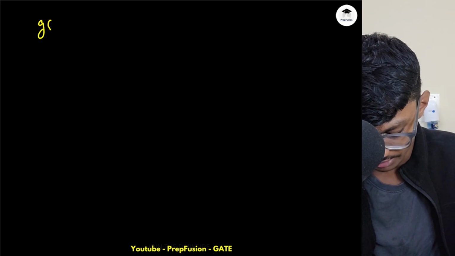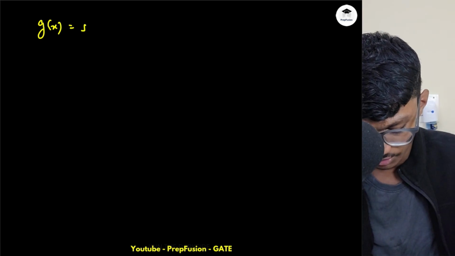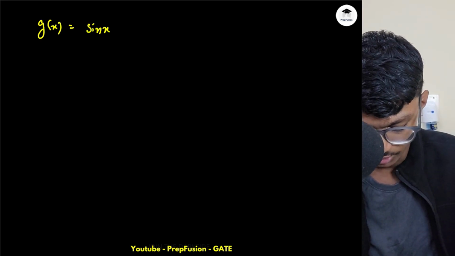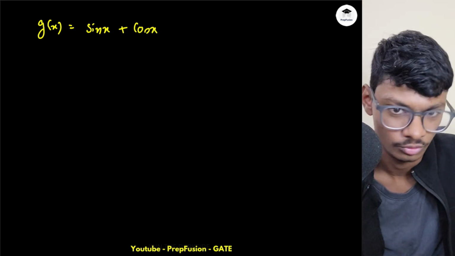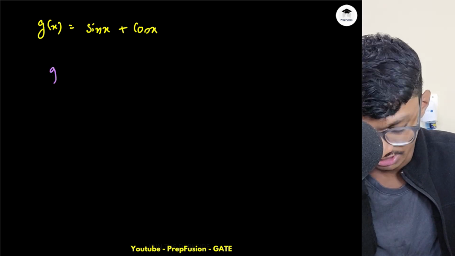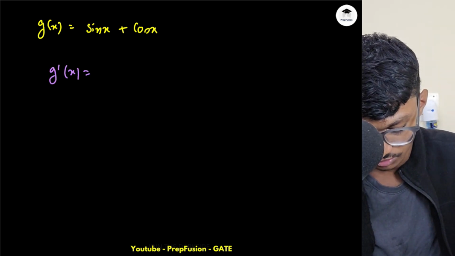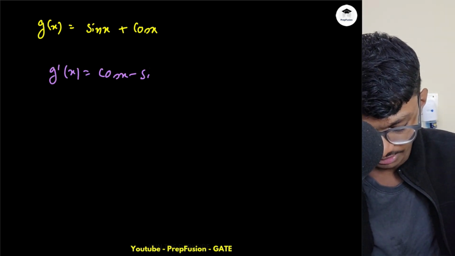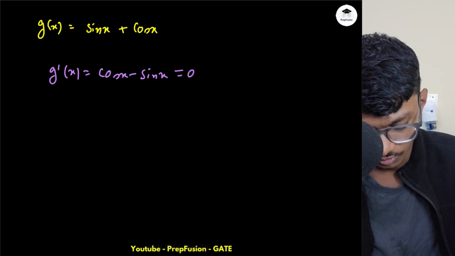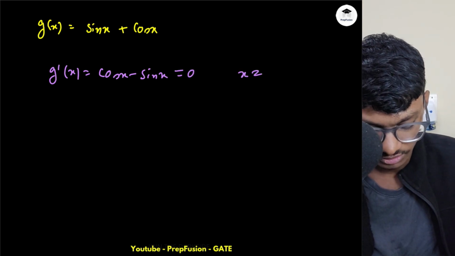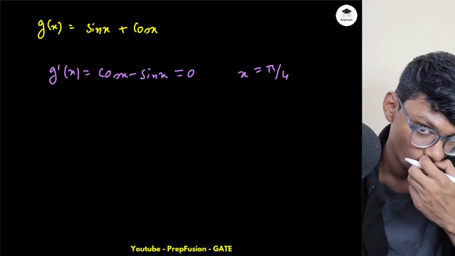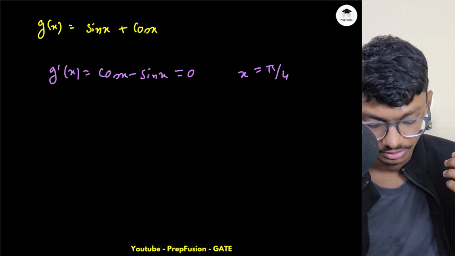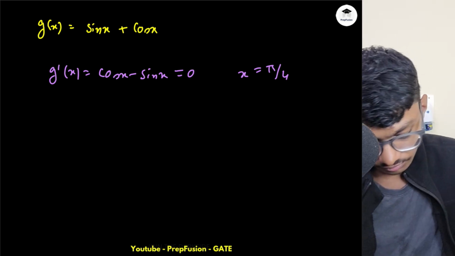You take another function g of x, which equals sin x plus cos x, and you find its maxima. I hope a few people know about maxima. If you don't know, don't worry, we'll study this later on. But you find its maxima. g dash of x equals cos x minus sin x equals 0, and I find out that x equals pi by 4 when sin x equals cos x. We either get maxima or minima, or it can be minus pi by 4 also.